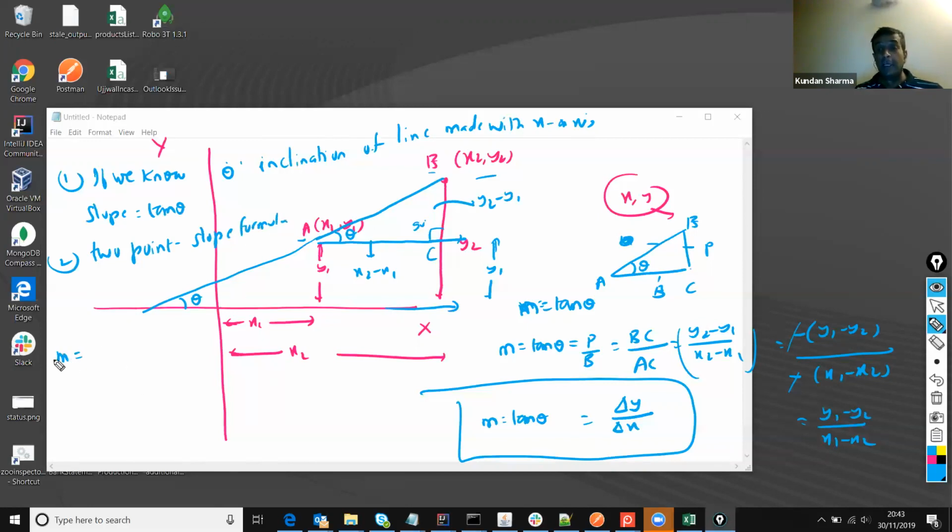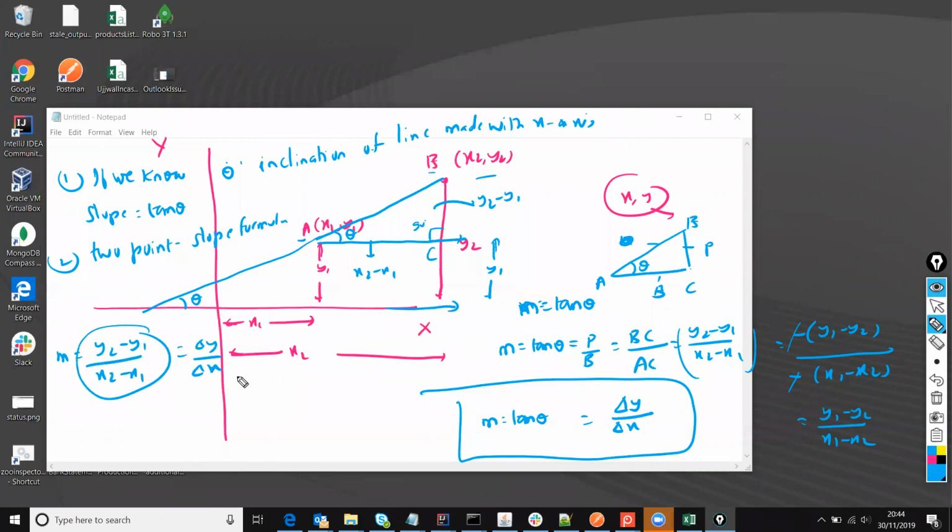In that case, you have to know any 2 points given on the line. If you know any 2 points given on the line, how do you find out the slope? You will say y2 minus y1 upon x2 minus x1, or we can also say delta y upon delta x. So in order to find delta y or delta x, you have to know a minimum of 2 points on the line. Is it clear?